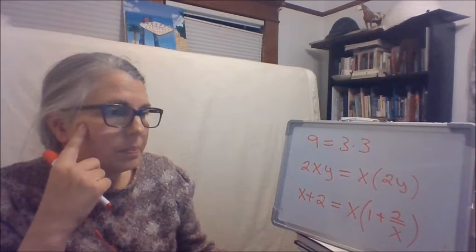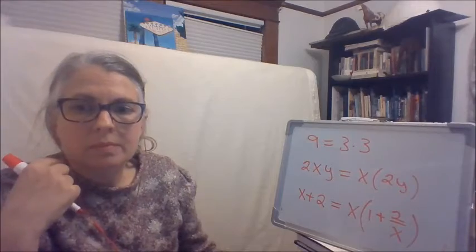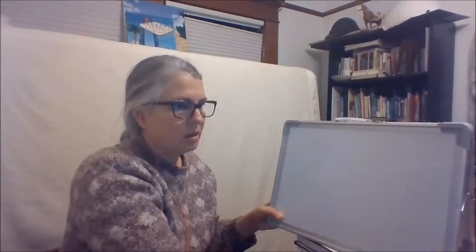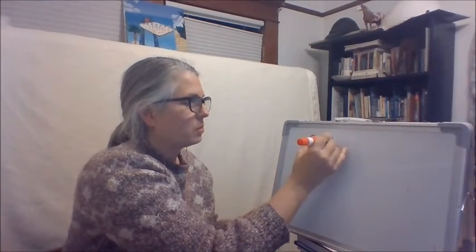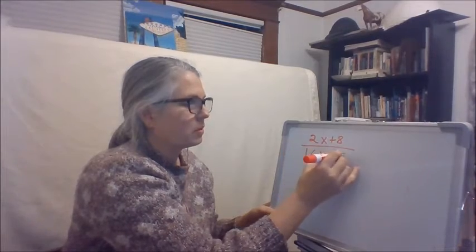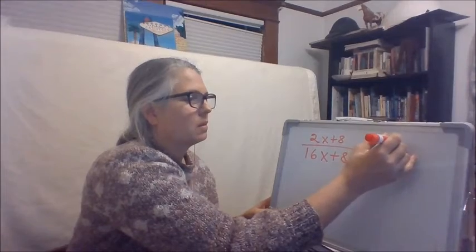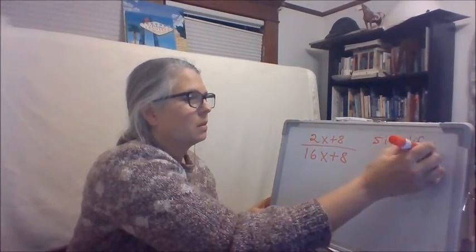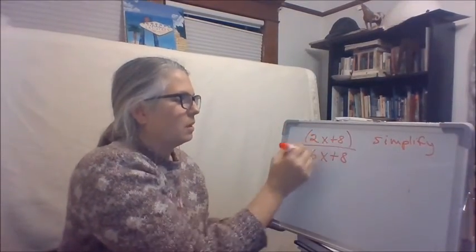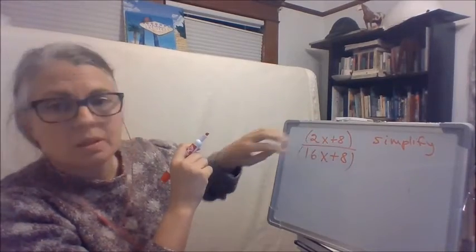Okay, so if you looked at this expression, 2x plus 8 over 16x plus 8, and you're told to simplify it. Well, that means this whole thing divided by that whole thing. And I look at it and I'm like, I don't know, I can't really tell how many times this thing goes into that thing or what part of this thing goes into that thing, right? But I could factor it and see if that gets me anywhere.